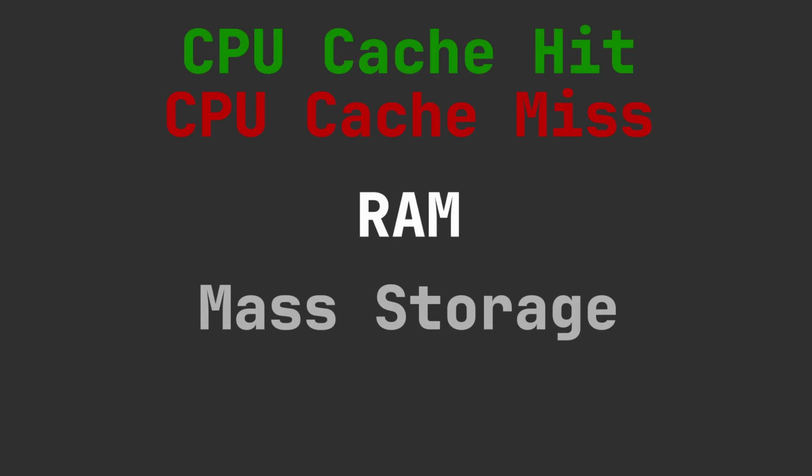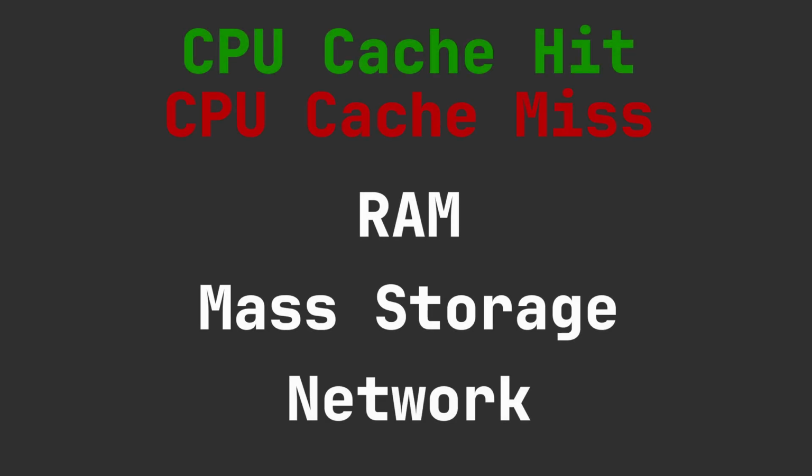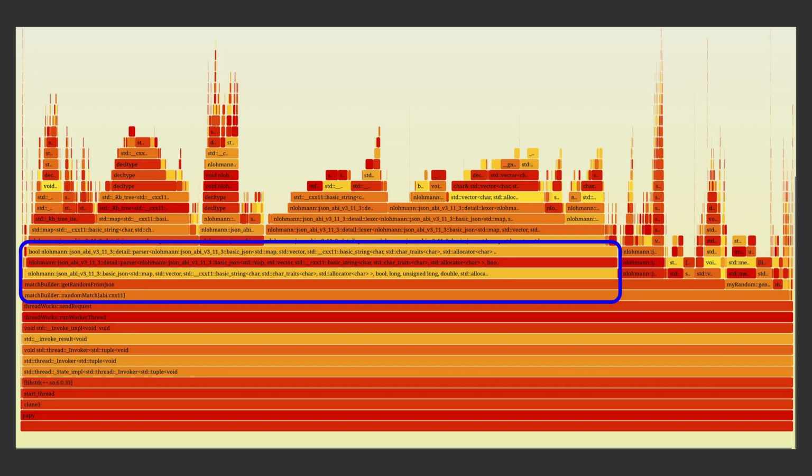When it comes to the speed of computer operations, the order of fastest to slowest usually goes CPU cache, RAM, mass storage, and then the network is almost always the slowest. In the past, I was CPU bottlenecked, with most of the CPU time being taken up by things like the randomness engine, parsing network request bodies, and other stuff related to the actual logic of the project.